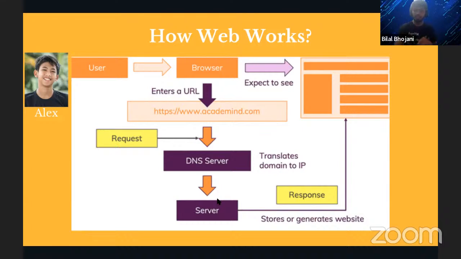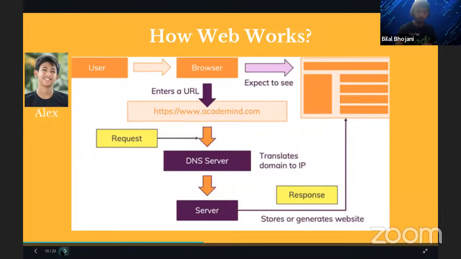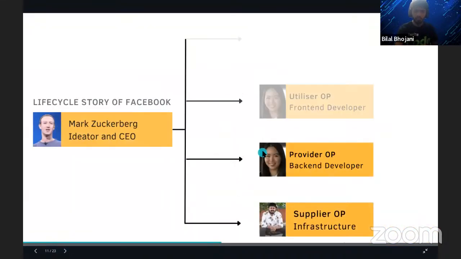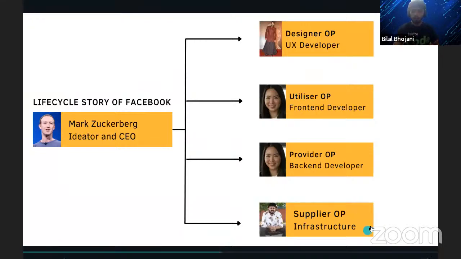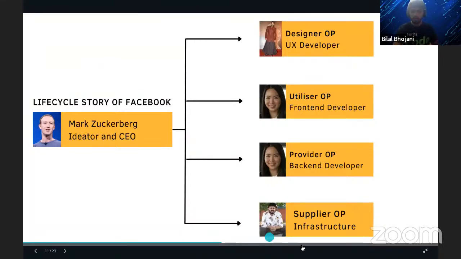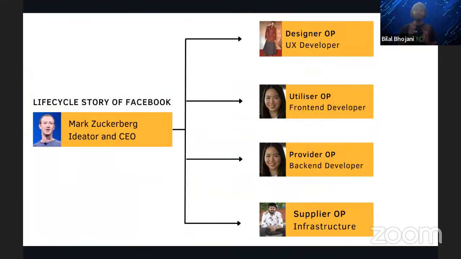So I have an interesting story for you. In the year 2002, Mark Zuckerberg got an idea of Facebook. When he got the idea, he jotted down all the requirements, everything he had to do to build an application like Facebook. Then he realized it is practically impossible for him as an individual to create such an application. So he started searching for a team.